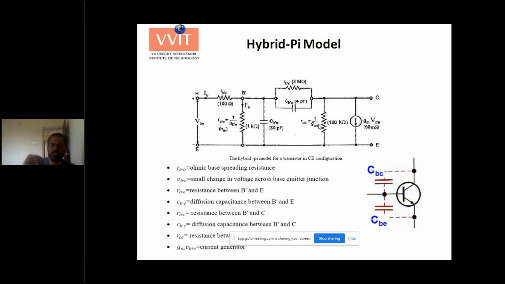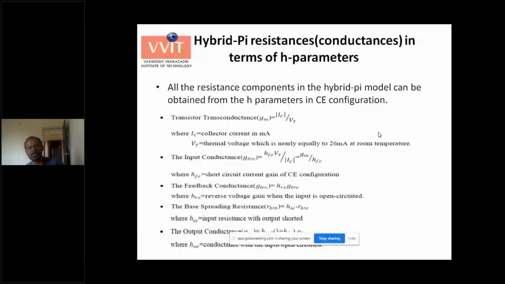Most of the times you may be asked to draw this model, as well as to write what is the significance of all these parameters. So this is one thing we need to be familiar with. Then sometimes you may be asked the relations between low frequency H parameters and hybrid pi resistances.